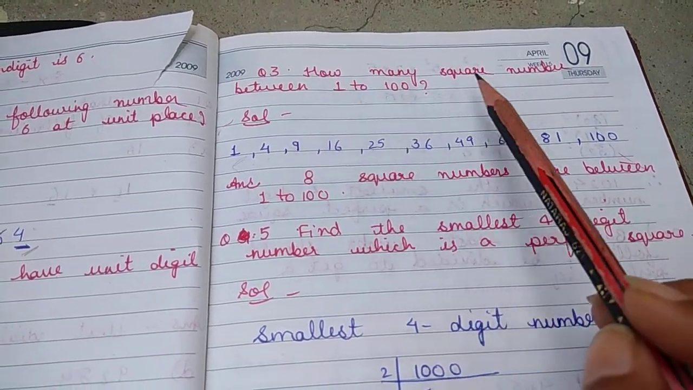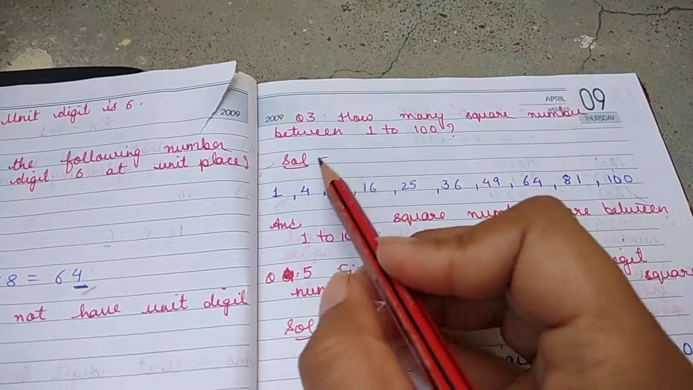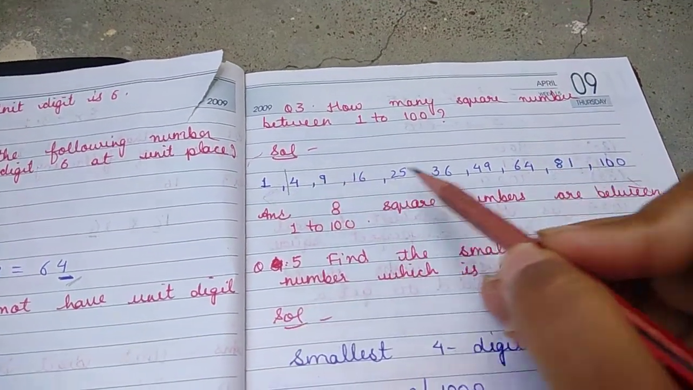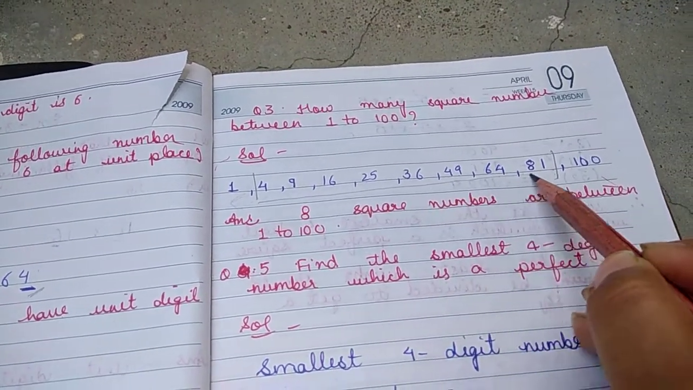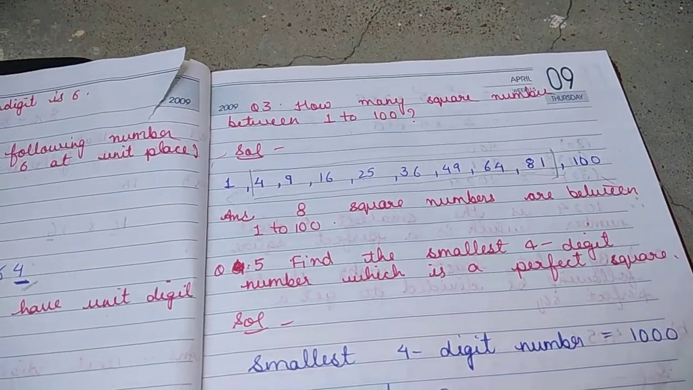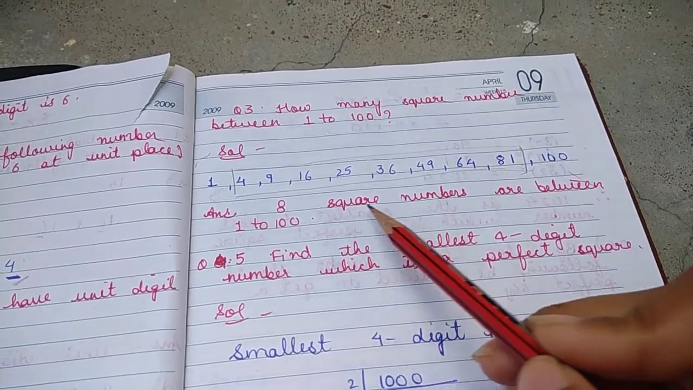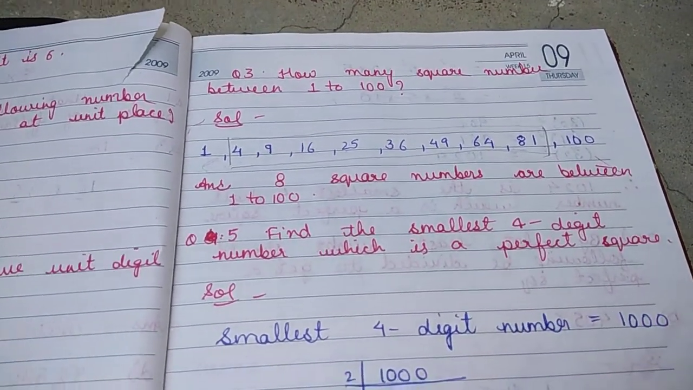They are asking how many square numbers are there. So how many square numbers are there? You have to find between. So we will not count 1 and 100. We have to count in between. So these are the square numbers which are in between 1 and 100. So there are 8 square numbers between 1 to 100.